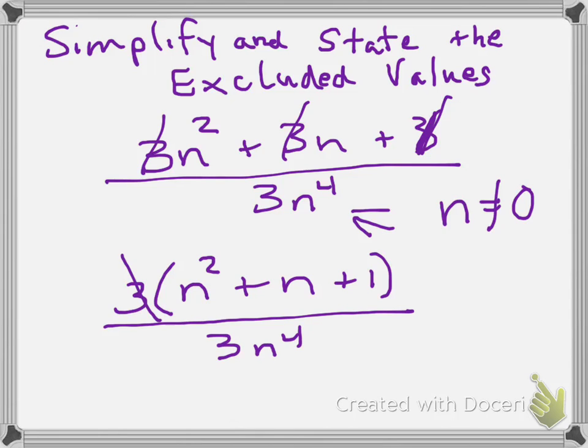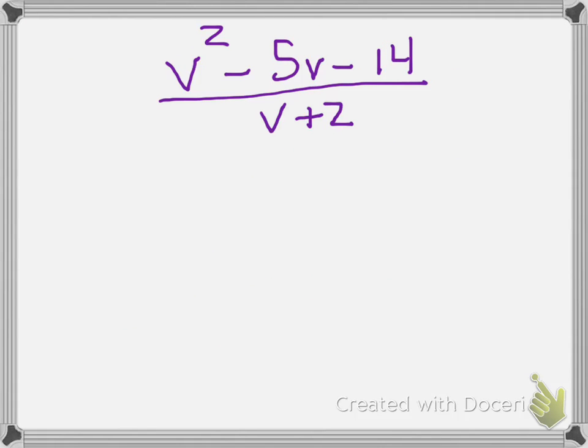Well, guess what? Now those two factors can cancel out, leaving the final answer n squared plus n plus 1 all over n to the fourth, and still the excluded value 0 is the only thing, since 0 to the fourth would still be 0. So let's try this over here. So we have a trinomial divided by a binomial. So before we can do anything, remember this is one thing and this is one thing. Well, so we do the t-chart.